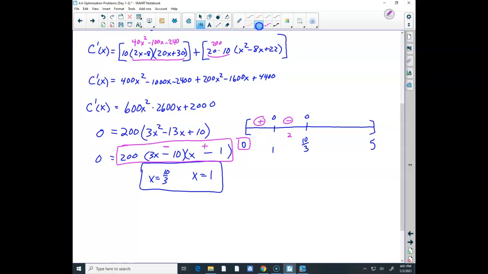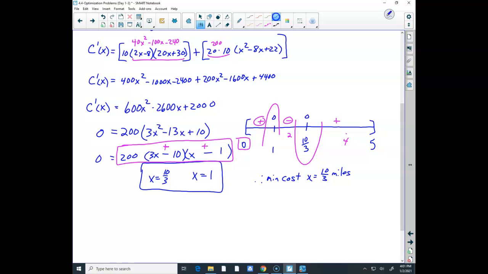And then this is 3 1/3, so I'm just going to grab a test value of 4. And when I put 4 in here, that's 12 minus 10, positive. 4 minus 1 is positive, which means I'm positive right here. Well, this shows me a maximum there and a minimum here. Therefore, I have a minimum cost when x equals 10/3 miles downstream.